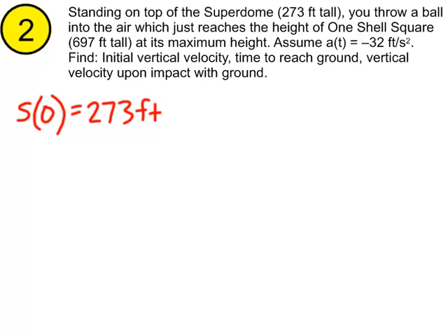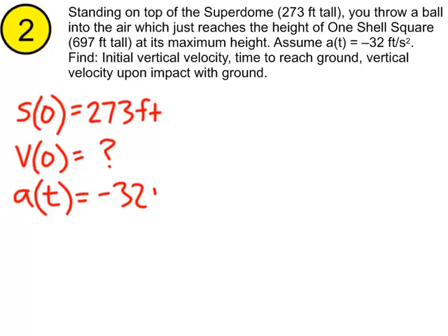Let's see, initial velocity is, well, we don't know initial velocity. That's one of the things we're supposed to find out, right? So we don't know that. However, we do know that the acceleration, again, not just the initial acceleration, but the acceleration at all times t, we're going to say is negative 32 feet per second squared. Okay, now we're not completely done here.